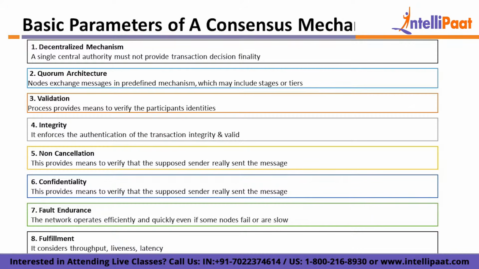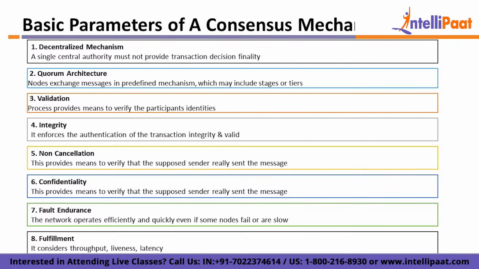The fourth parameter that should be considered while developing your consensus mechanism is integrity. As you all know, it enforces the authentication of the transaction, integrity, and validation. So any transaction should be authenticated by the consensus nodes or validator nodes, and then only should it be recorded in the blockchain.